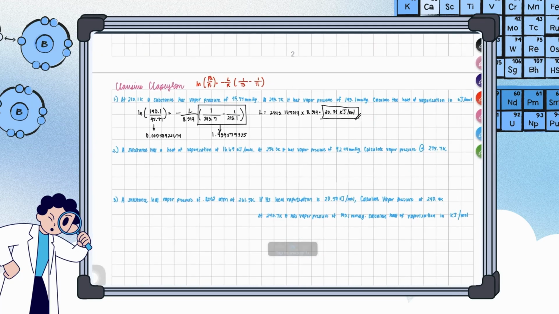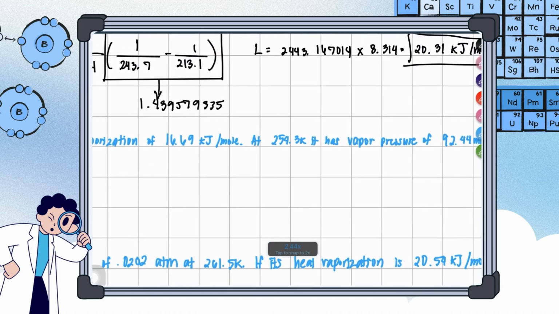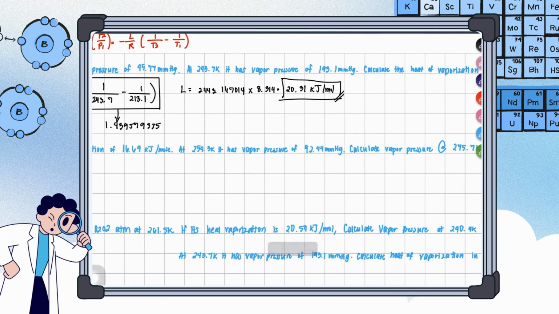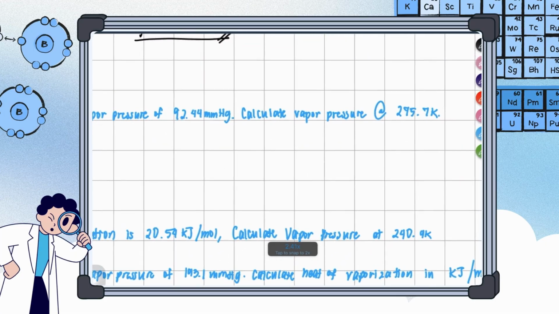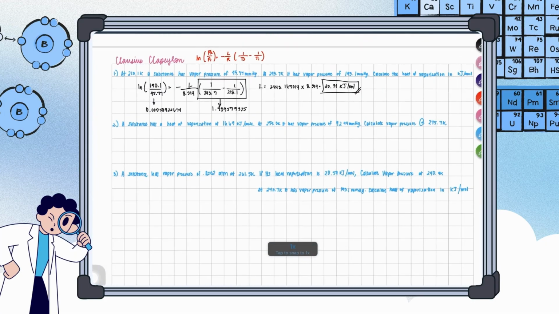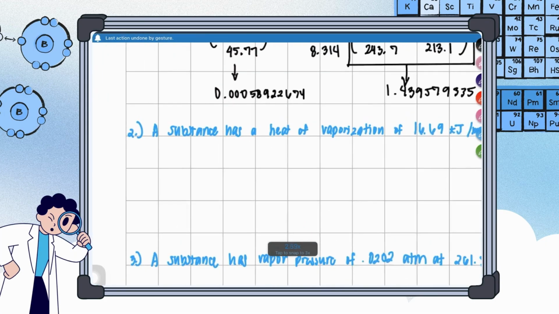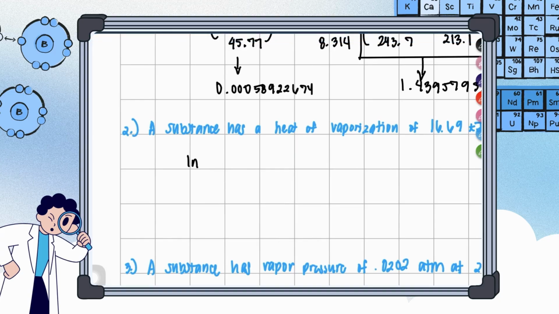Next, a substance has a heat of vaporization of 16.69 kilojoules per mole. So this is our L value. And at 254.3 Kelvin, it has a vapor pressure of 92.44 mmHg. Calculate the vapor pressure at 275.7 Kelvin. This is the unknown. Our P2 is the unknown. So let's input our values into the formula.